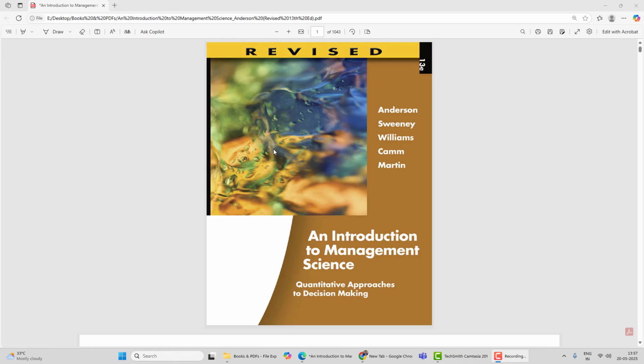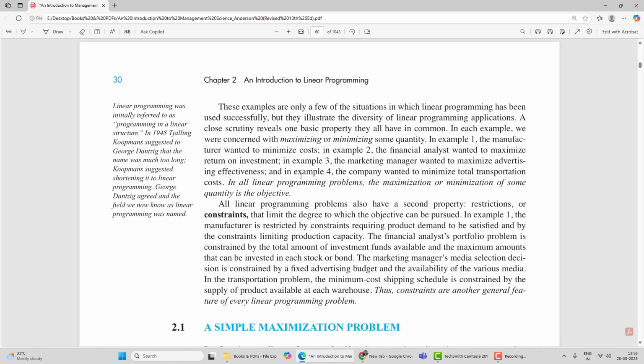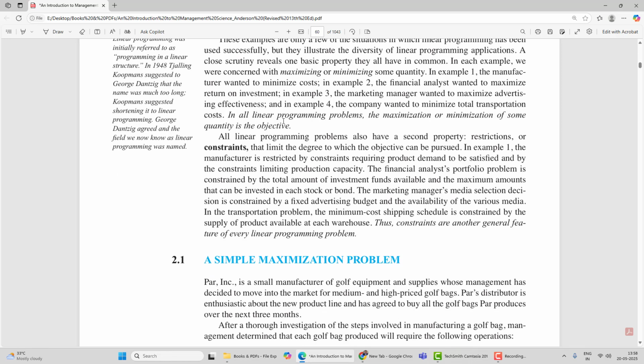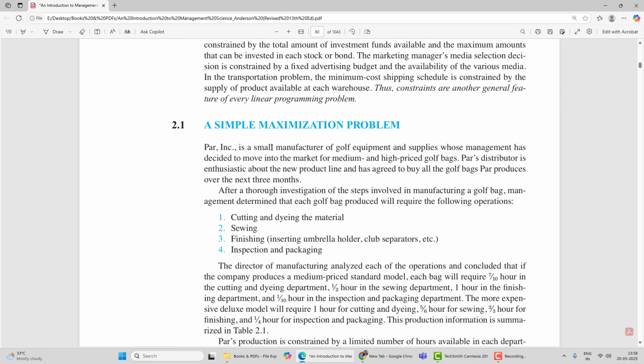But before we go to that, I will tell you the first part, which is the linear programming part for the same application, which is on page 60. I'm just taking you there. This is in chapter number 2, where a simple maximization problem is explained. We will first understand this and then we will go to the non-linear part of the same problem.